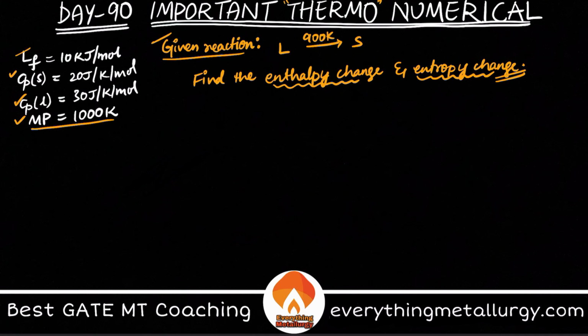And what is the given reaction? They are cooling liquid, usually at the melting point, to 900 Kelvin in order to see how the solid is forming. That means they are just cooling the liquid from its melting point to 900 Kelvin. That is the reaction, and you need to find the enthalpy change and the entropy change.